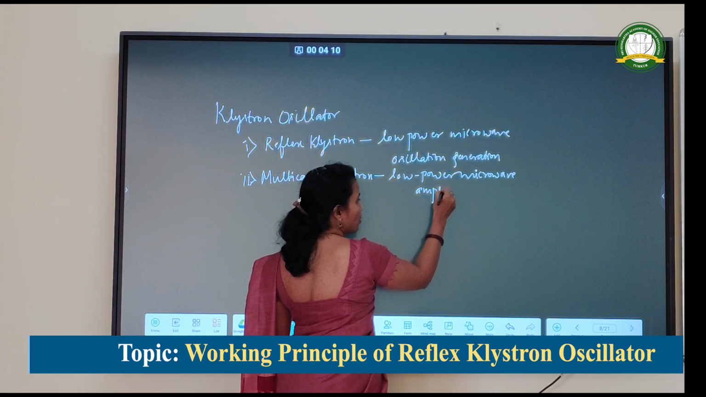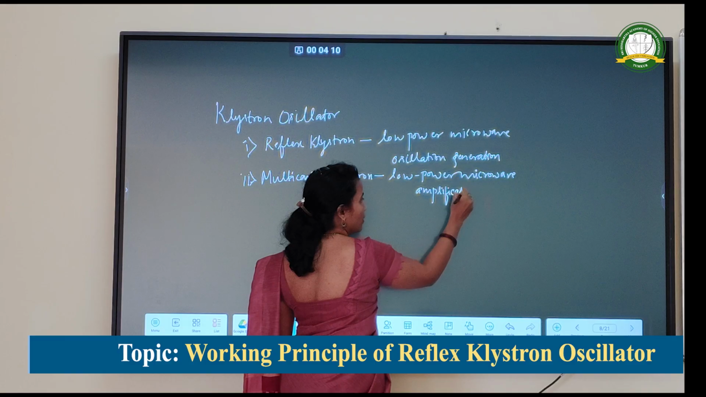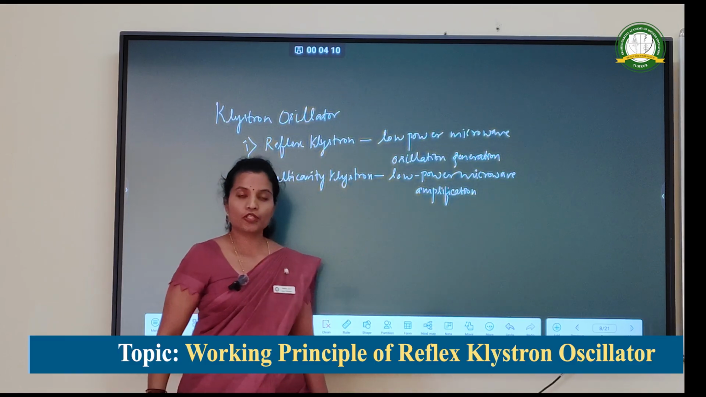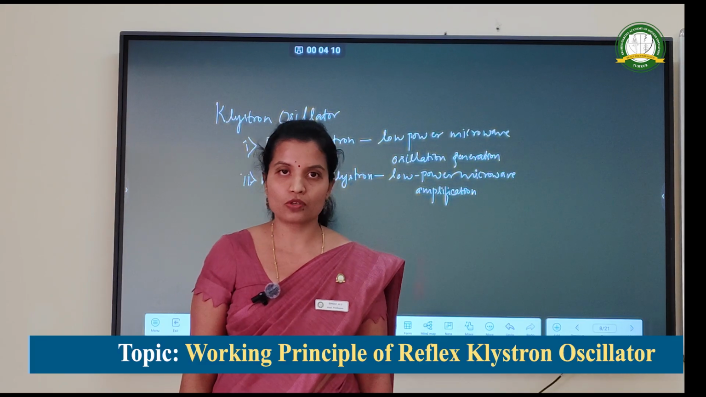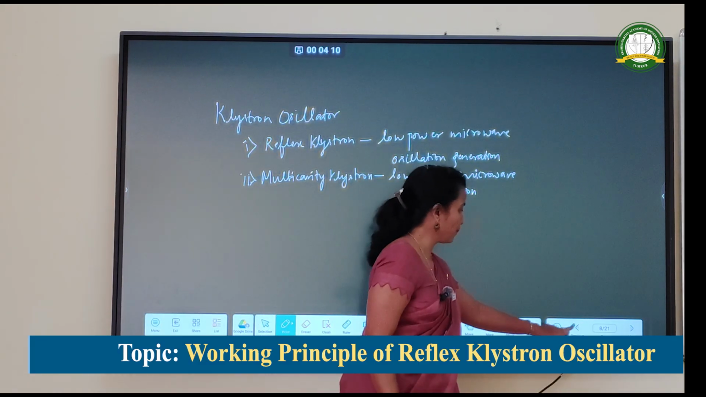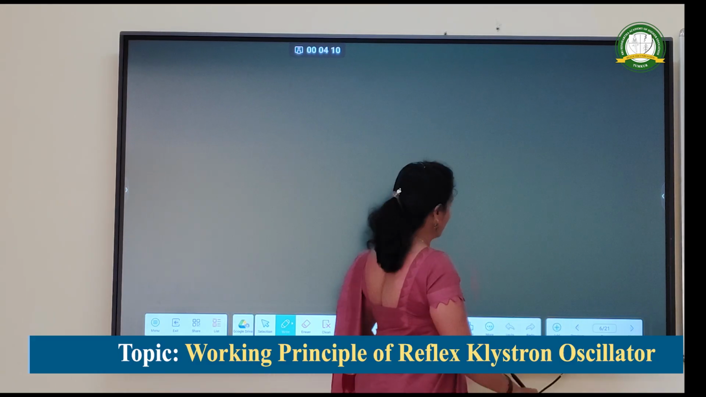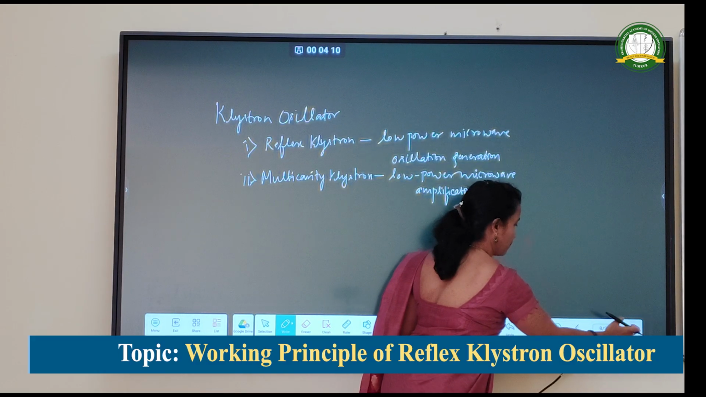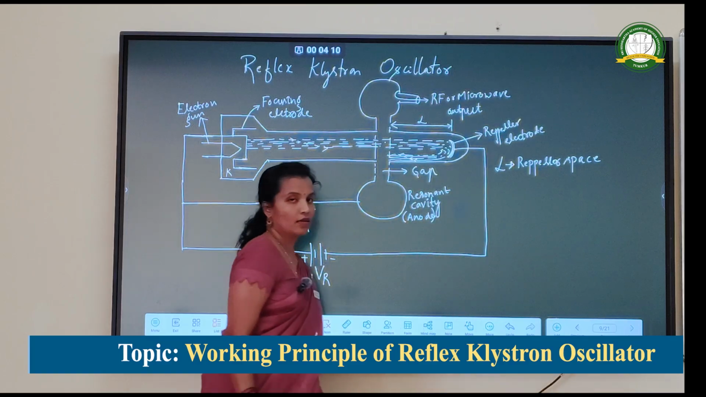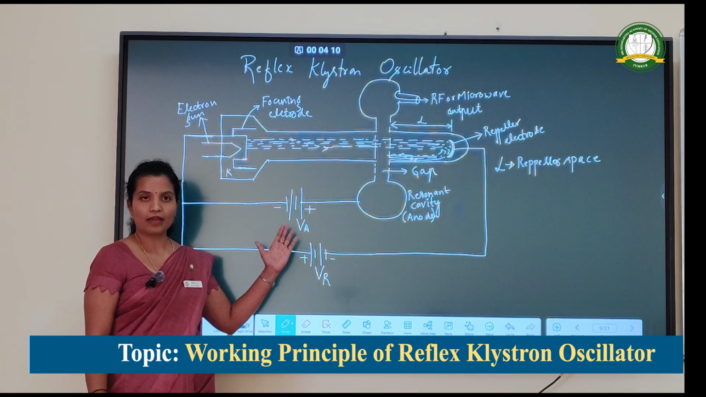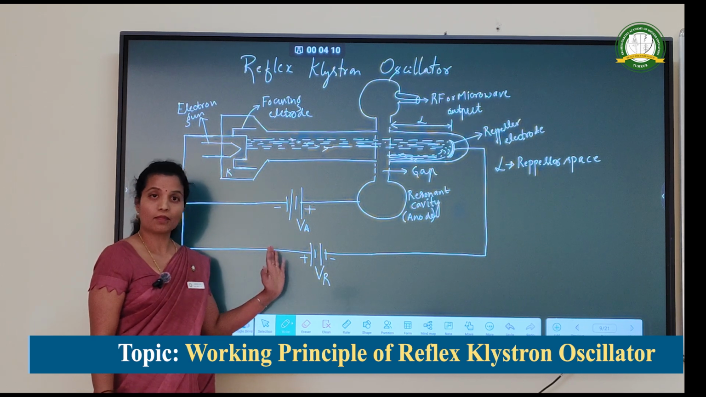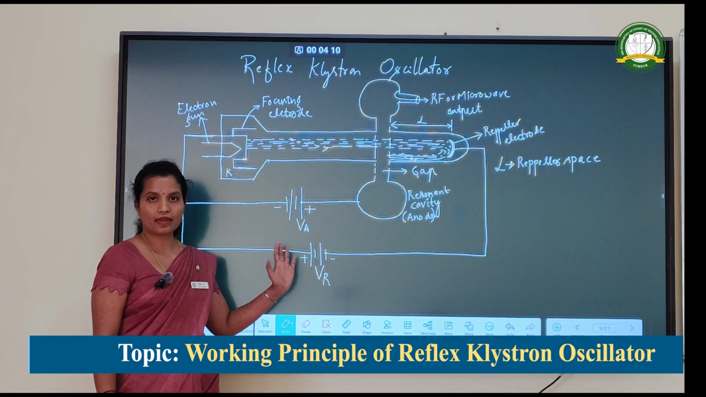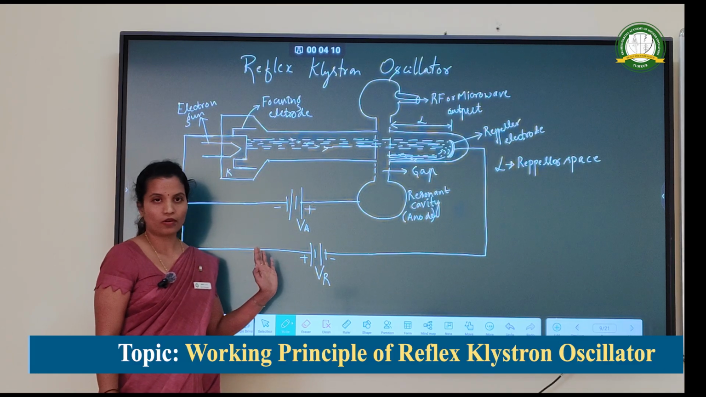So in this video, we will be understanding the operation and how microwave oscillations are produced using Reflex Klystron oscillator. This is the functional diagram of the Reflex Klystron oscillator. There are other variants of this available. This is the simplest one, with which we can easily understand the operation of this Reflex Klystron oscillator.